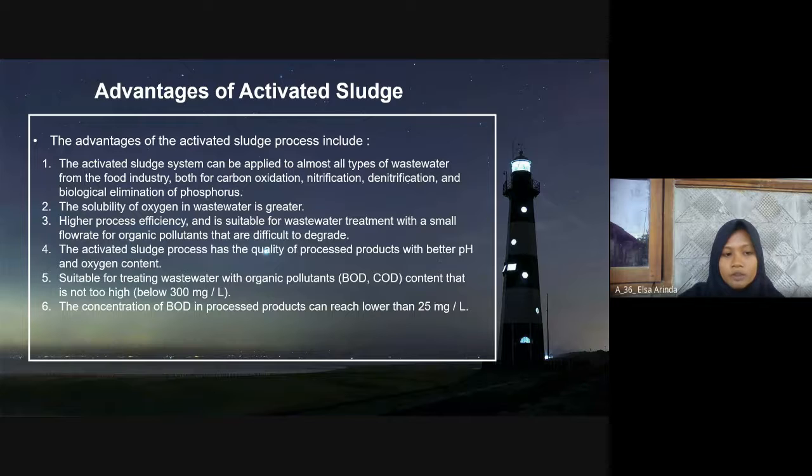5. Suitable for treating wastewater with organic pollutant (BOD) and COD content that is not too high, below 300 milligrams per liter. And 6. The concentration of BOD in the effluent product can reach lower than 25 milligrams per liter.